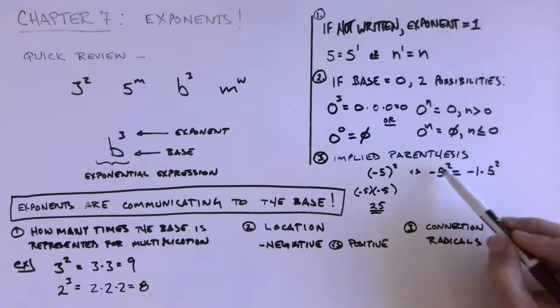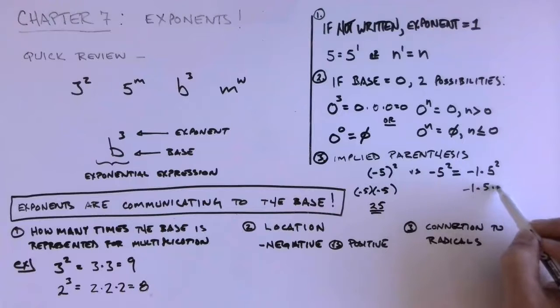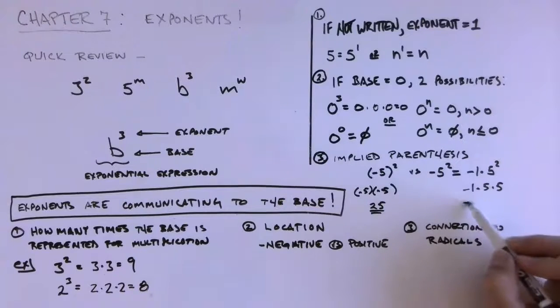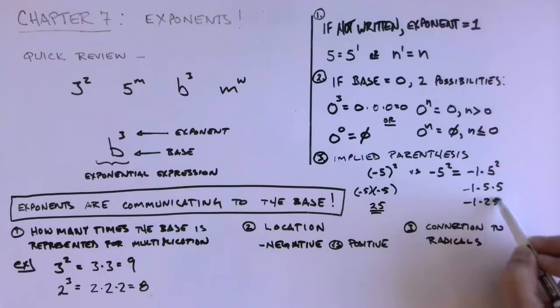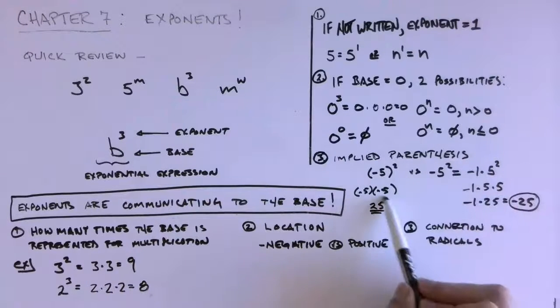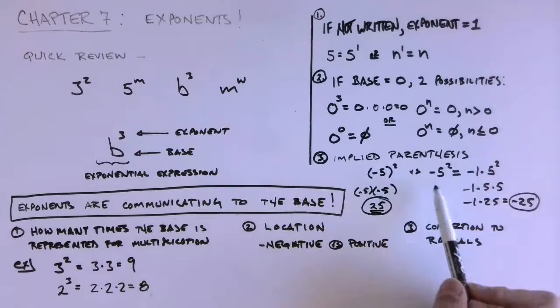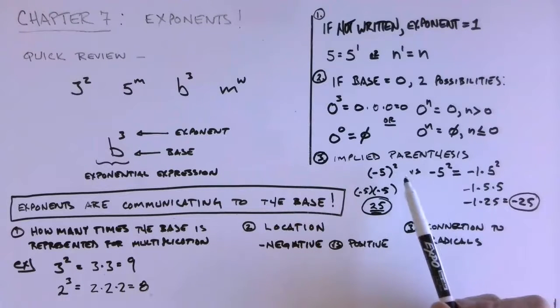The 2 is only talking to the 5, so this question becomes -5 times 5 times 5, or -1 times 25, which is equal to -25. So you want to notice that in one situation you get a -25, but in this situation you get a +25. This is probably the most common error I'll see with students in Algebra 1.